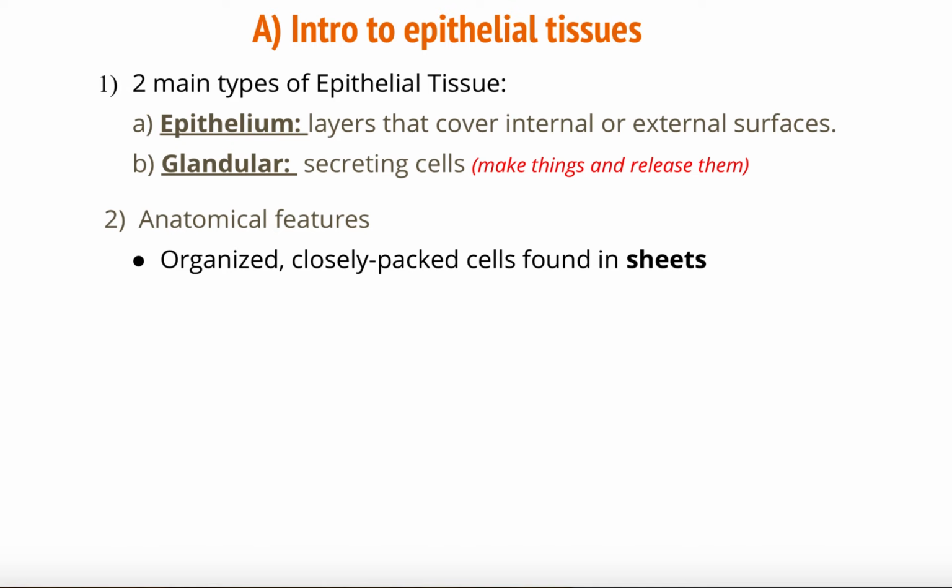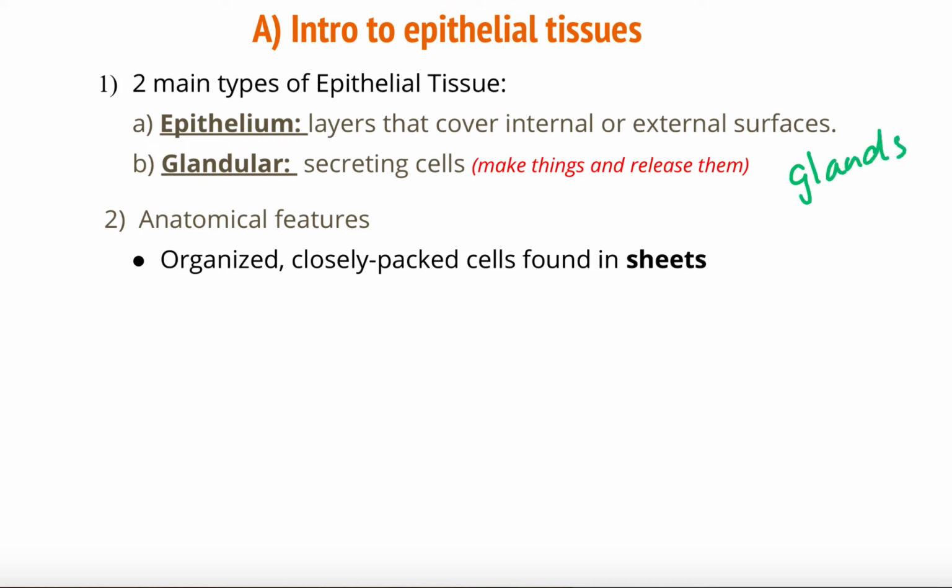So, epithelial tissues are the tissues that cover the outside of your body, and there's two main ways we define epithelial tissues based on their function. So epithelium is a type of epithelial tissue that covers your internal and external surfaces. But if you have epithelium or epithelial tissue that's capable of making stuff, secreting stuff, then we call it glandular, or we call the special structures they form glands.